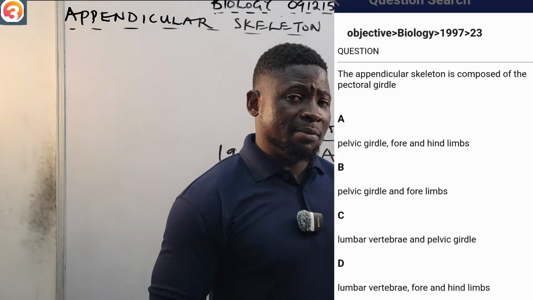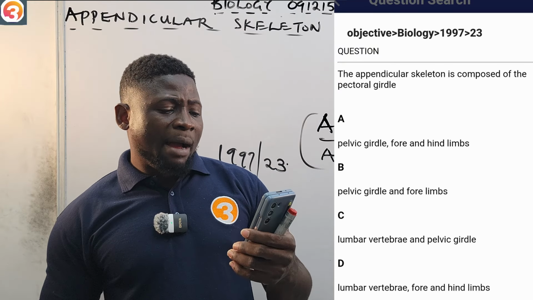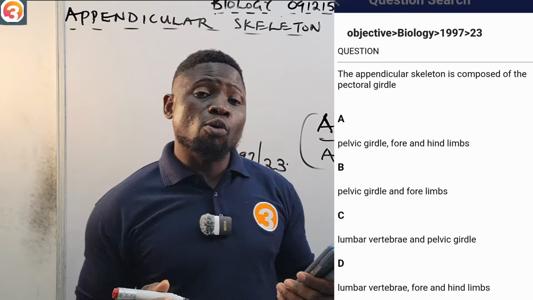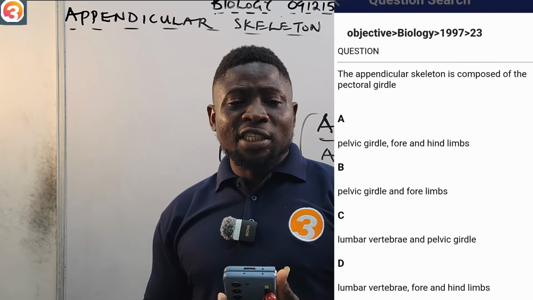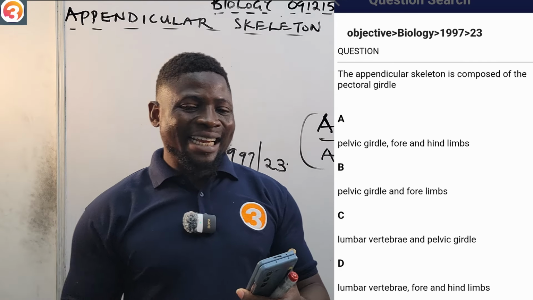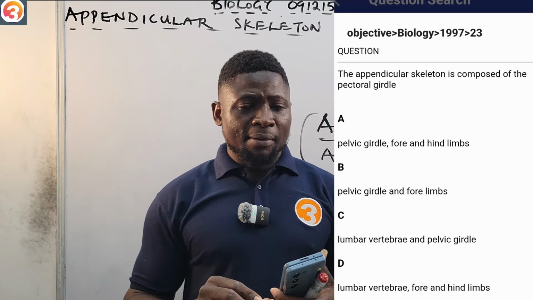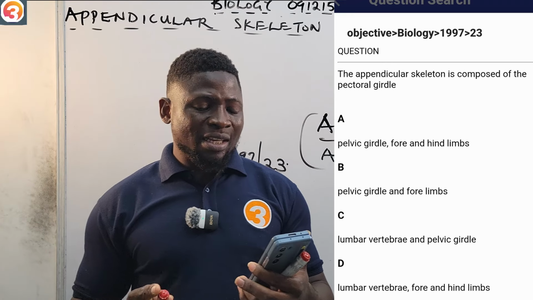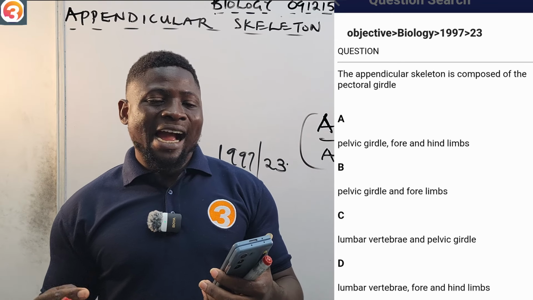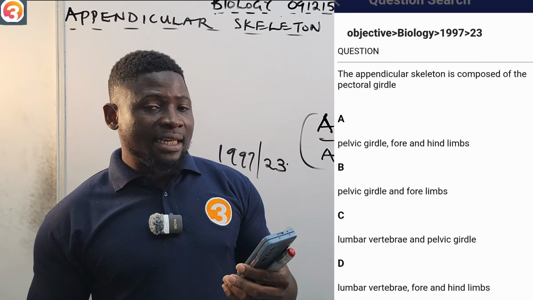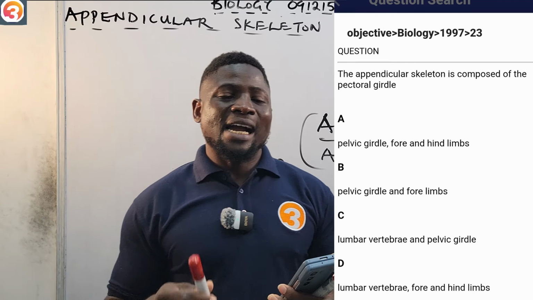It says here, being displayed on the screen right now, that the appendicular skeleton is composed of the pectoral girdle, A says pelvic girdle, fore and hind limbs. B says pelvic girdle and fore limbs. C says lumbar vertebrae and pelvic girdle. D says lumbar vertebrae, fore and hind limbs.